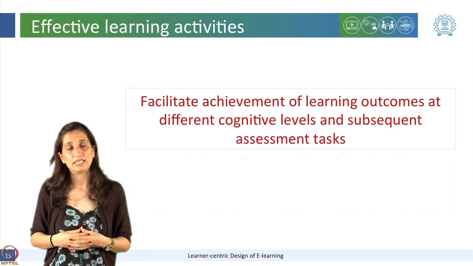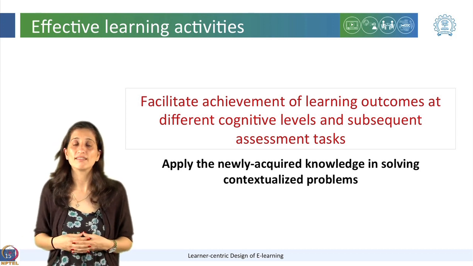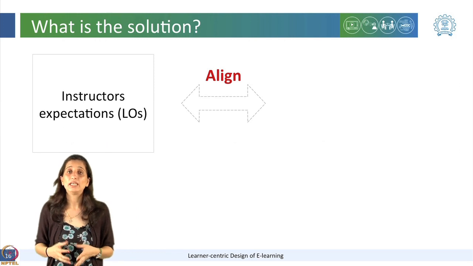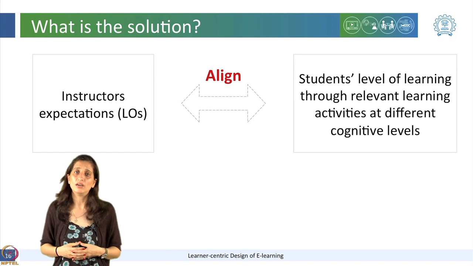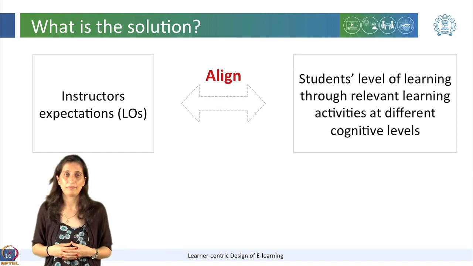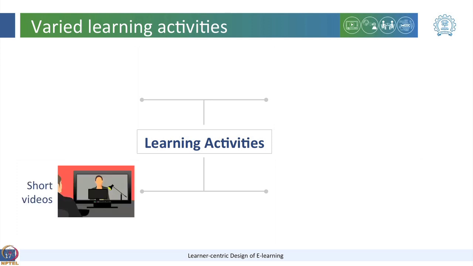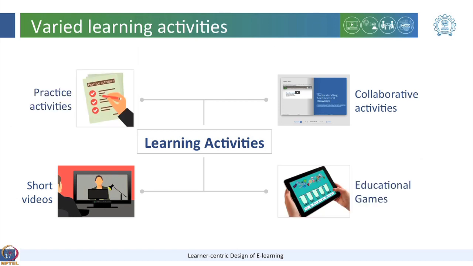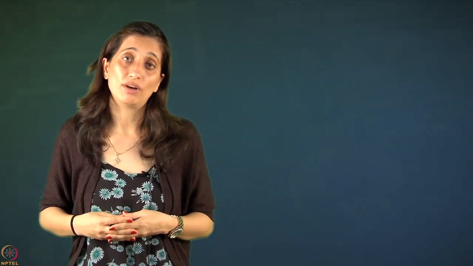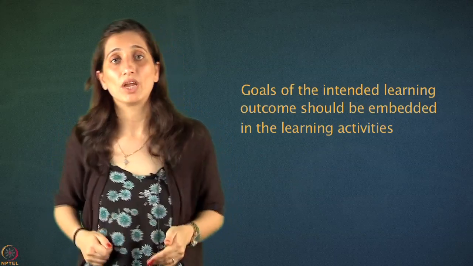Additionally, through these learning activities, learners should also be made to apply their newly acquired knowledge in solving contextualized problems. Now, to create effective learning activities, you need to align the instructor's expectations in terms of learning outcomes with students' level of learning through relevant learning activities at different cognitive levels. The nature of teaching learning activities may include short videos, reading resources, small collaborative activities with peers, practice questions, educational games, or reflection activities. It is to be made sure that all the goals mentioned in the intended learning outcomes were embedded in these learning activities in one way or the other.